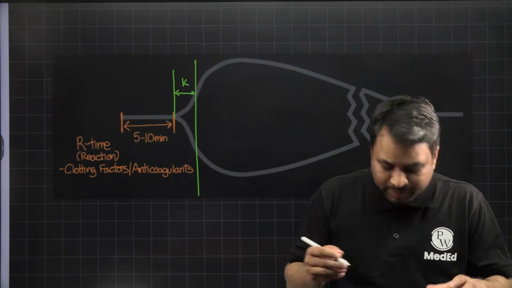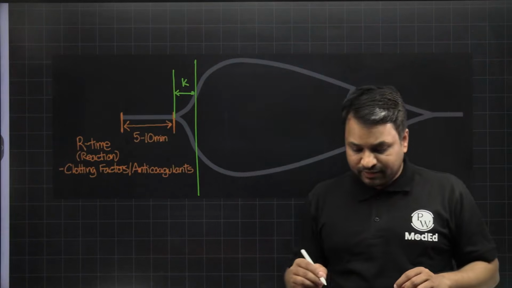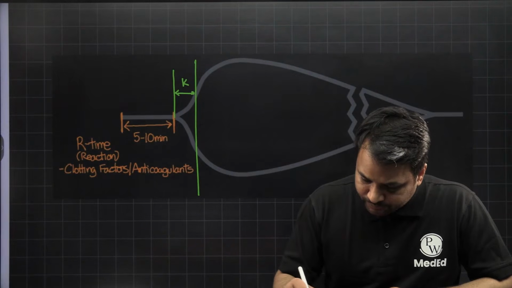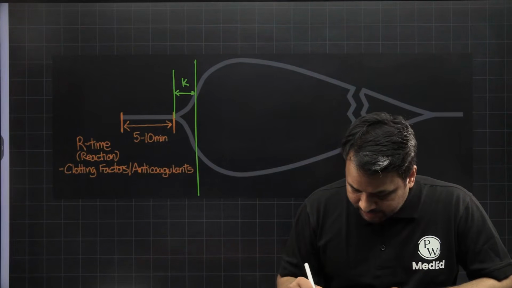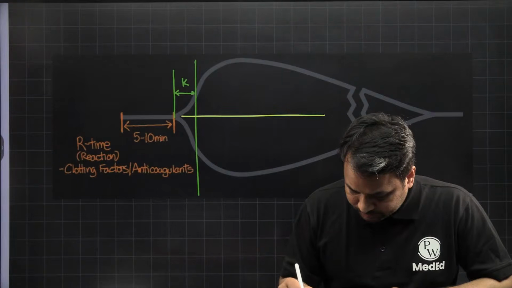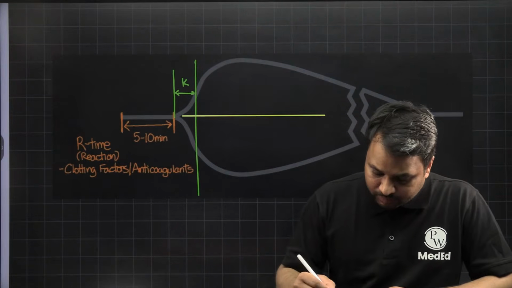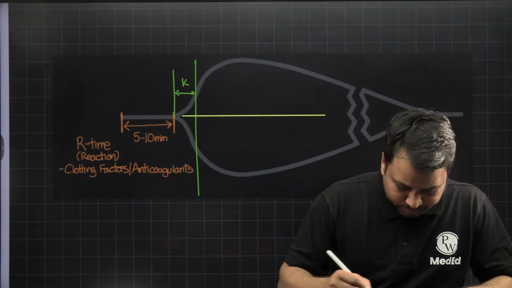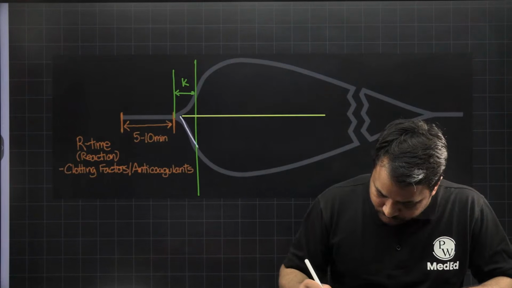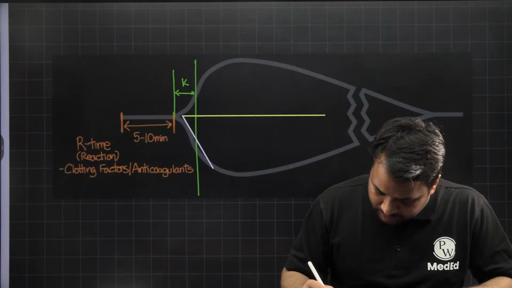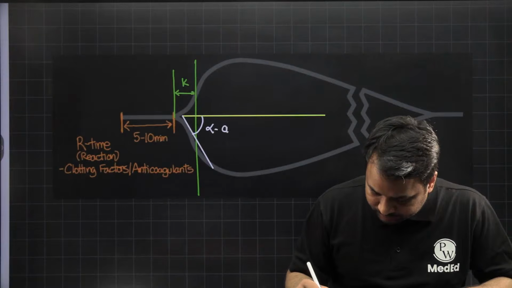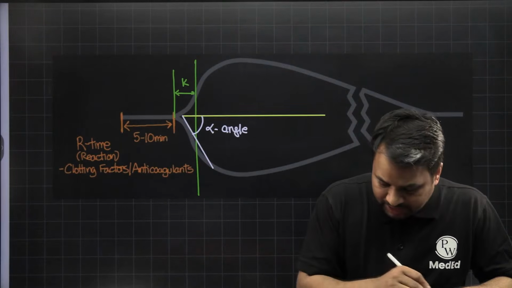Now, basically it depends upon the fibrinogen and everything, right? Then there are two more points that you need to assess. So if you take, this is the midpoint which is going to be present here, right? This angle that you can see between the midline and this angle, this is what we call the alpha angle.